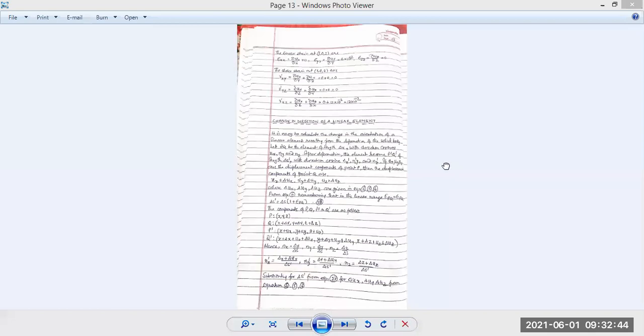Now let us discuss the change in direction of a linear element itself. Now it is very easy to calculate the change in the orientation of a linear element just resulting from the deformation of the solid body.